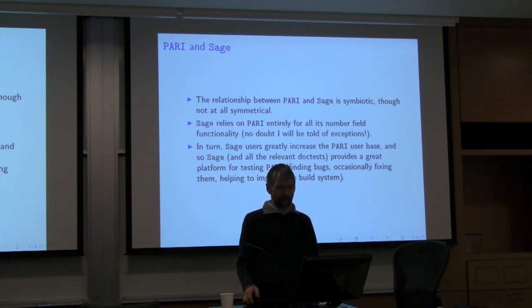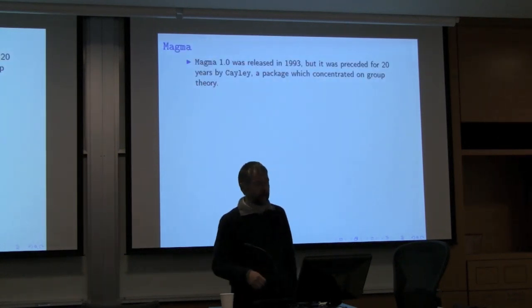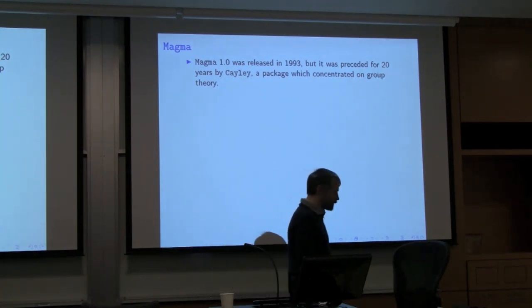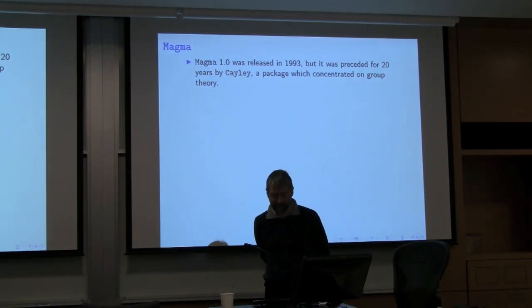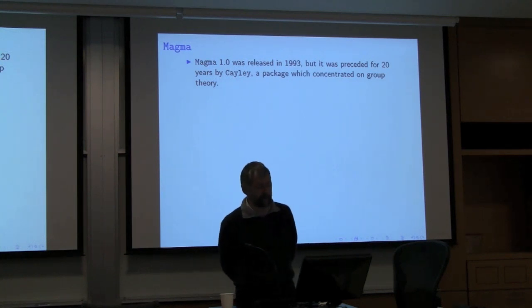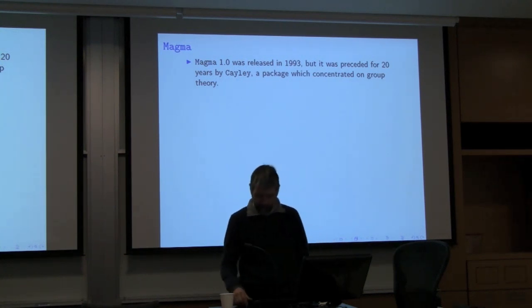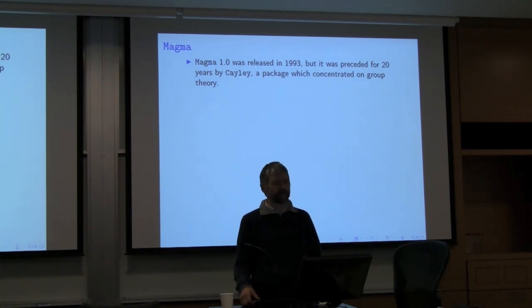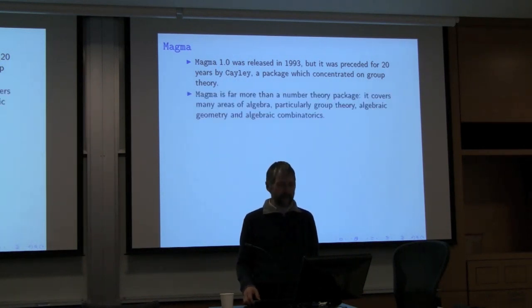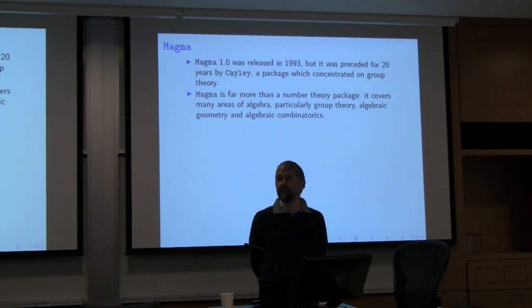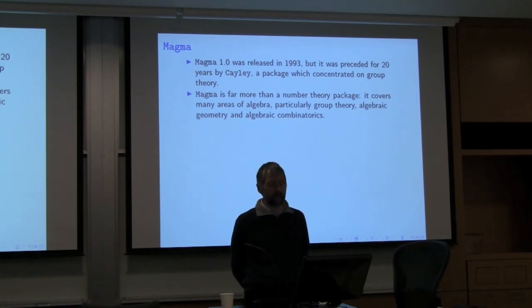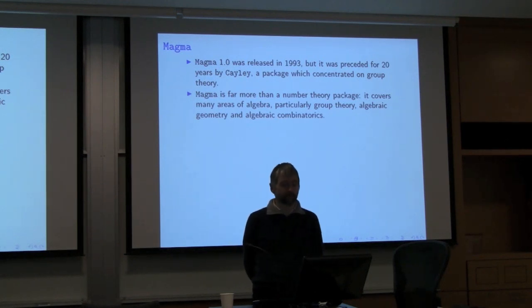Right, okay. But coming on to Magma, the situation is very different. Magma is definitely a competitor, because Sage says it's a competitor to Magma. It's a mission statement. So, let me just run through Magma facts for a little. It was released in '93, but before that, for years, there'd been this package called Cayley, which was big on computational group theory. So, Magma is not just a number theory package.